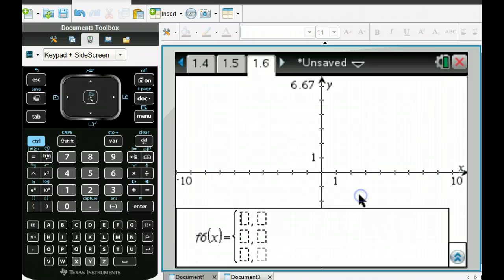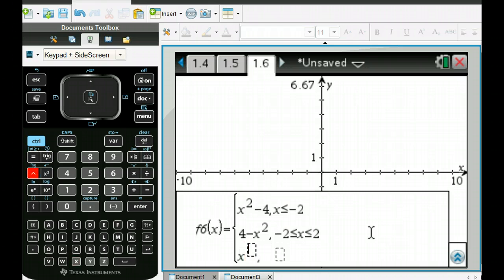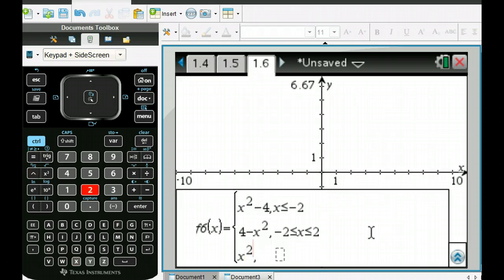So if I do 3 pieces, I just started typing this in. I got x squared minus 4. What interval is that on? It's for x less than or equal to -2. 4 minus x squared, and that's x in between negative 2 and 2. And I'll show you how to write these now. So the last piece would be x squared again. So it's x squared, go right to go down, minus 4.